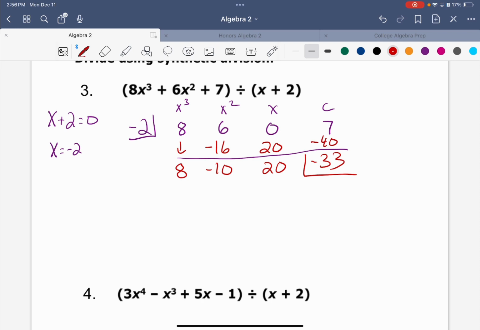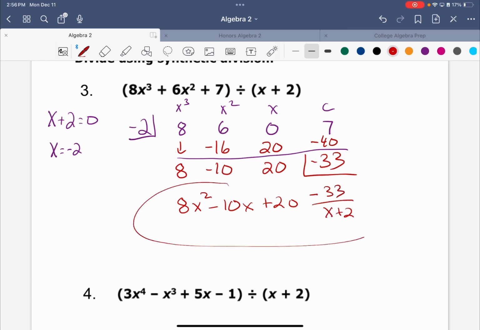Started out with x cubed. That's going to be 8x squared minus 10x plus 20 minus 33 over x plus 2. That should be the solution that you got.